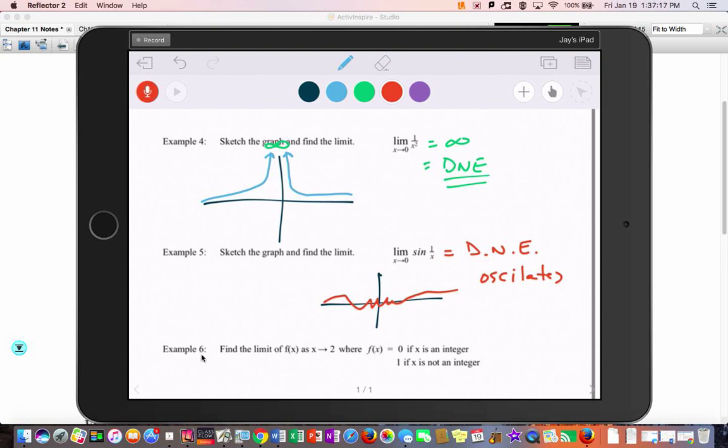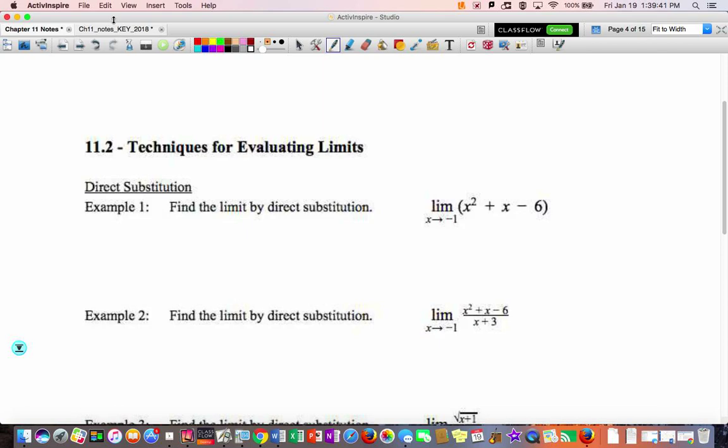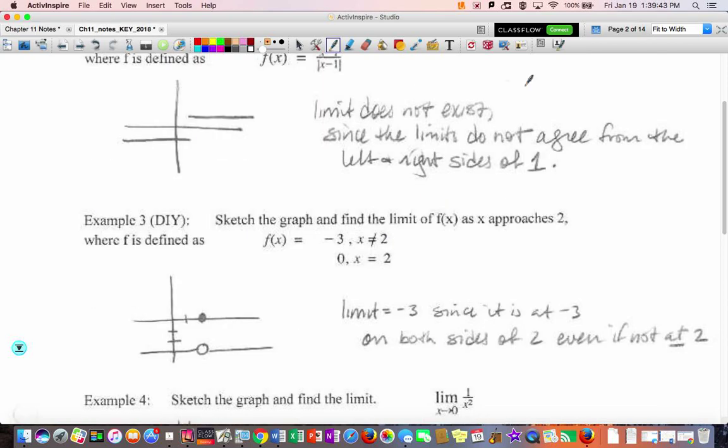And then the last one, that's number 6. I shouldn't say last one, but number 6. Try to graph that once and see what happens. So kind of treat it as a DIY. All right, so let's go over and see what you did for this one.